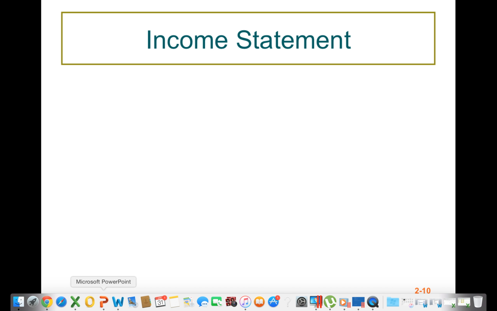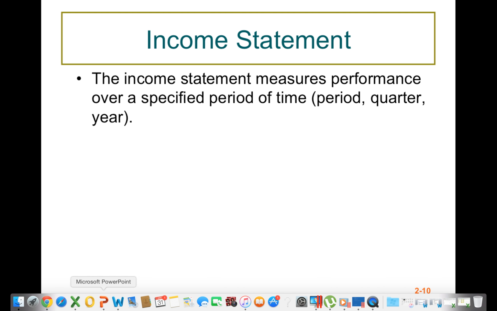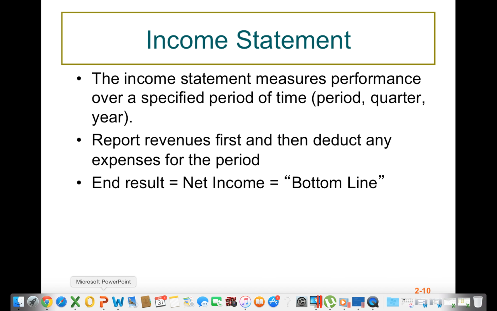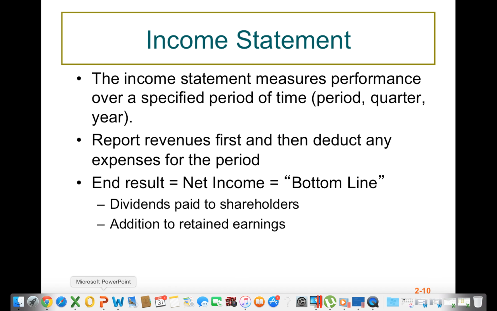All right, so moving on to the income statement. The income statement measures performance over a specified period of time, whether it's a period, quarter, or year. Whereas before we were thinking of the balance sheet as a picture, you can think of the income statement as a video recording. Here we're reporting revenues first, and then we deduct any expenses for the period, and the end result is going to be net income or the bottom line.